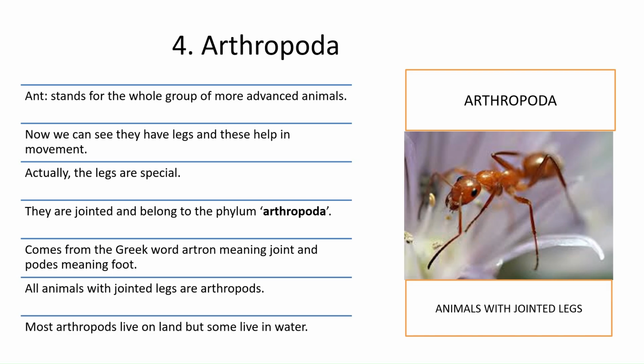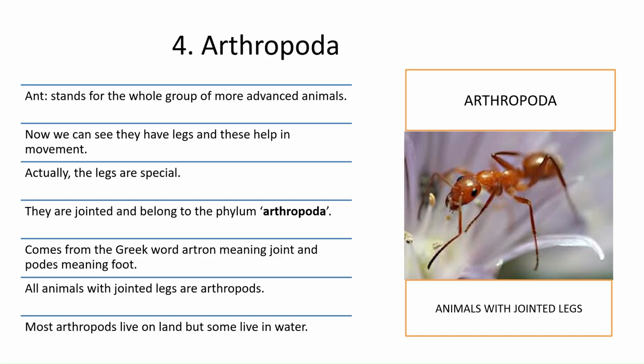The next is arthropoda. Ant is an example, and ant stands for the whole group or more advanced animals. Now we can see they have legs and these help in movement. Actually, the legs are special. They are jointed and belong to the phylum Arthropoda. It comes from the Greek word arthron, meaning joint, and pode, meaning foot. All animals with jointed legs are arthropods. Most arthropods live on land, but some live in water.